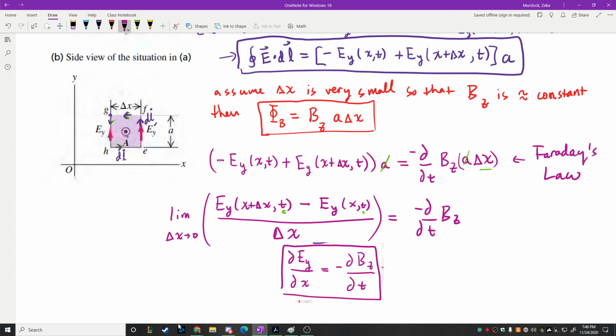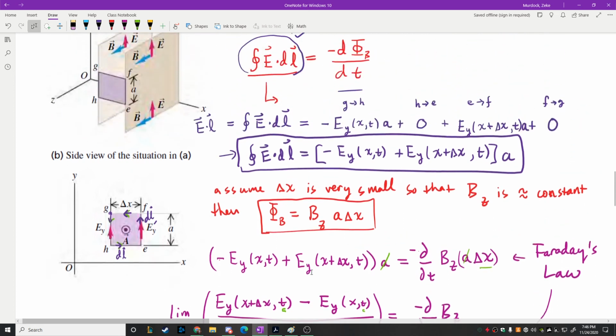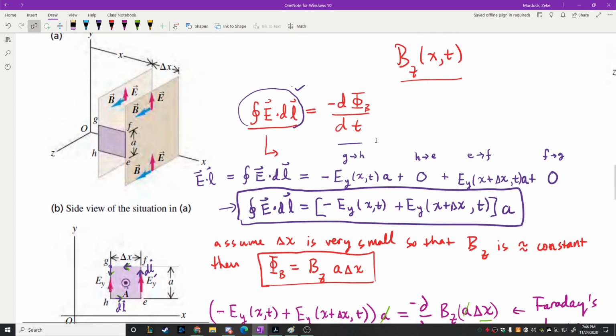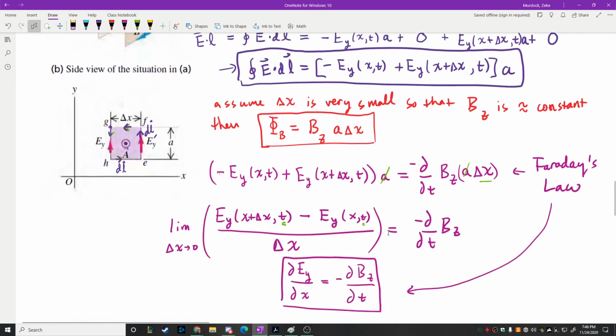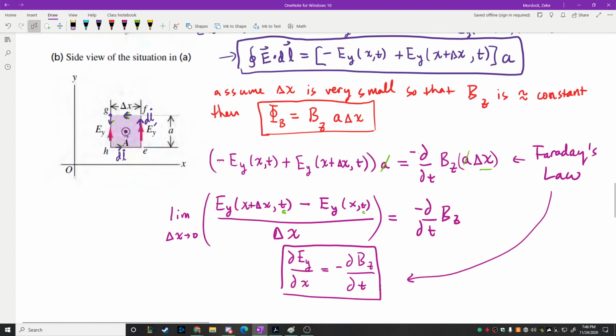Okay, we'll come back to that. But this is Faraday's law now, just written in a much simpler form. Okay? So just think about it. We started with our normal Faraday's law, that we've been using for quite a while. And boom, that's what we got.